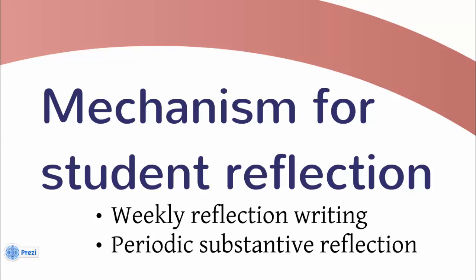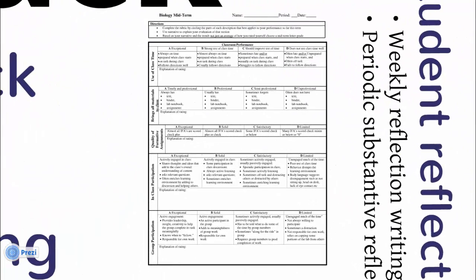But then I also want to do periodic, real substantive reflection. And so I do this twice a term. Essentially, I do it at the end of each unit. At the end of each unit, I want them to reflect on everything from that unit and how well they have done. And so I use a document that looks like this, where maybe at midterm, I'm having them evaluate themselves on their classroom performance. So how well did they use their class time? How well were they organized? The quality of the formative assessments.